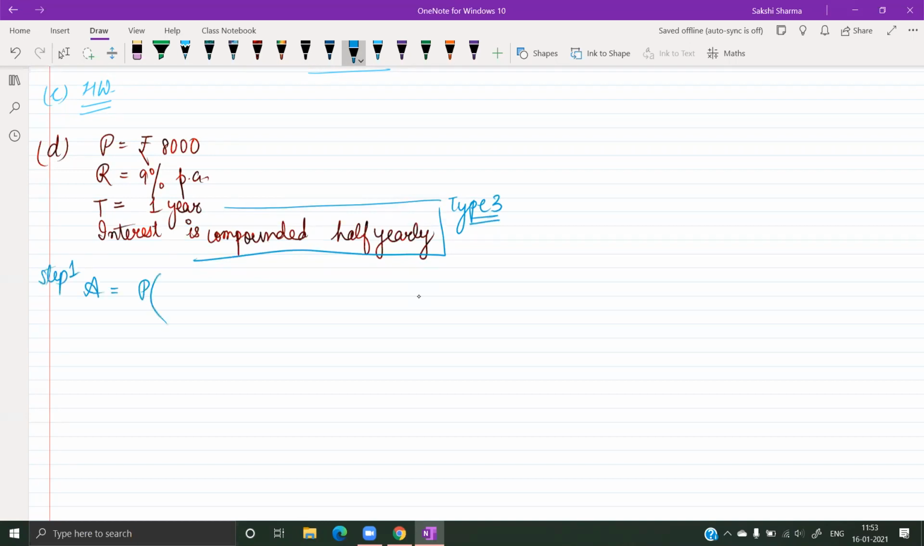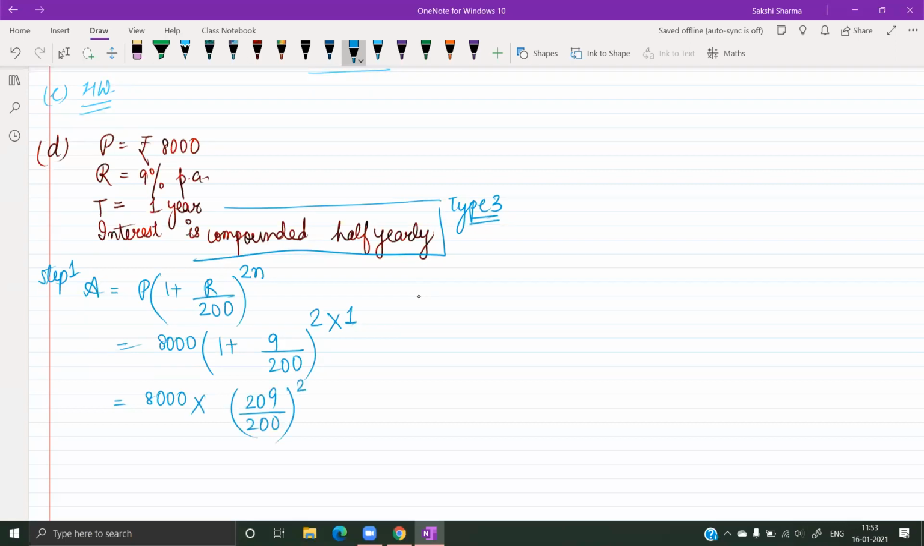Use the formula for half yearly compound interest. From your notes, from your definitions, identify what the formula was. In the denominator, now you will have 200, and in the power, instead of n, you will have 2n. Use the values. Principal is 8,000, 1 plus the rate of interest is 9 by 200 raised to the power 2 multiplied by the time period given to you is 1. Simplify. From your bracket, it will be 209 by 200 squared.